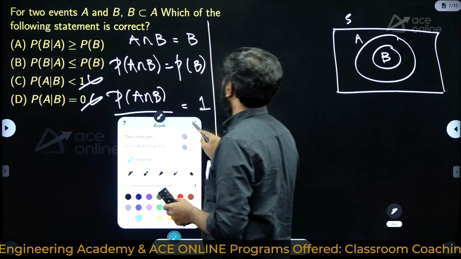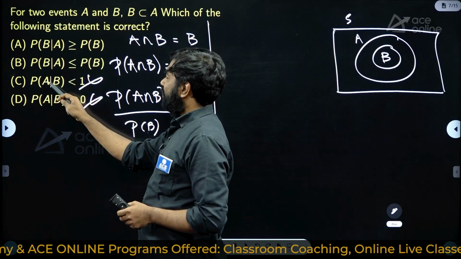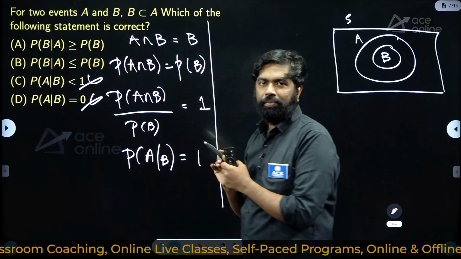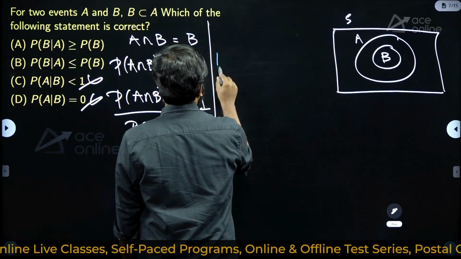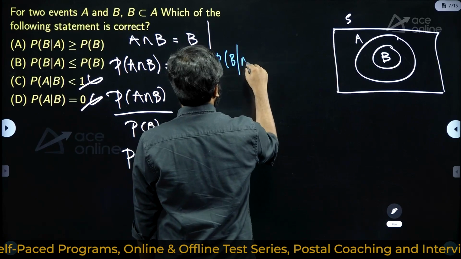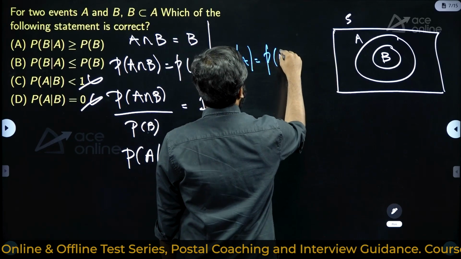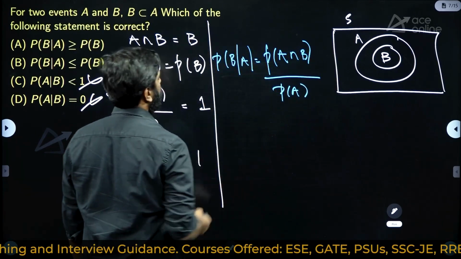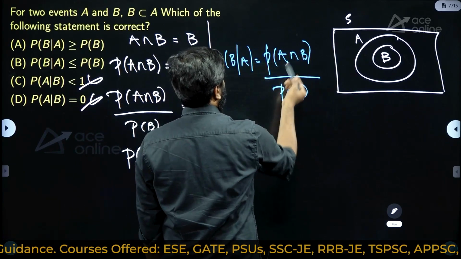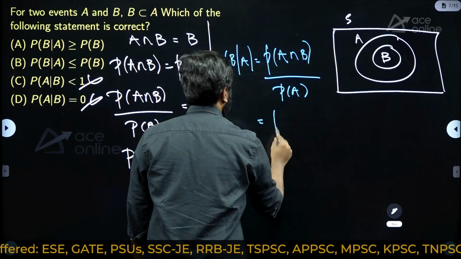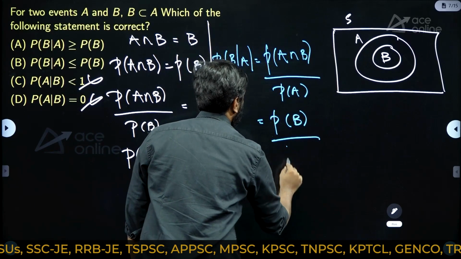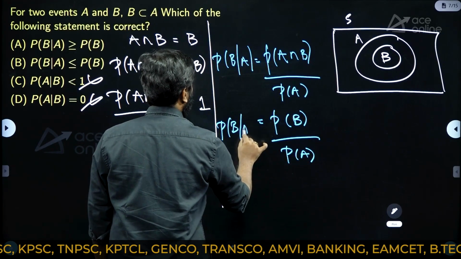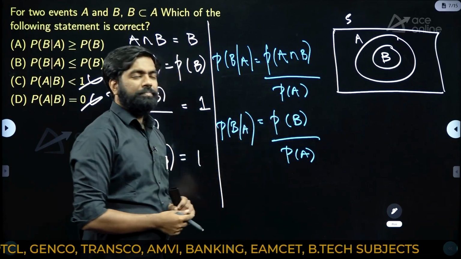So what is that verification, students? Here we looked at probability of A given B. Options A and B talk about B given A. So let's see what is this. What's probability of B given A? By the definition, it is probability of A intersection B by probability of A. The numerator, A intersection B, is simply P of B. So this is the conditional probability of B given A, which is now P of B by P of A.